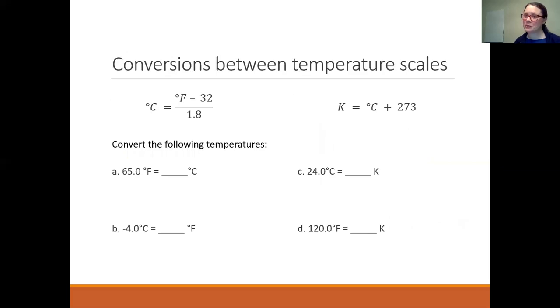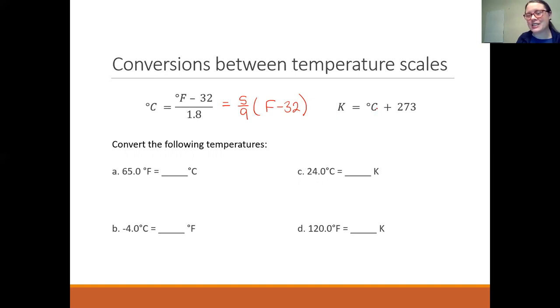So conversions between the temperature scales. Celsius is equal to degrees Fahrenheit minus 32 divided by 1.8. Some of you will also know an equation. Instead of using 1.8, they will write it as 5/9 times Fahrenheit minus 32. I didn't have the formula written down in front of me. I had to think about it for a second. Okay, so that's another way you may see it written.